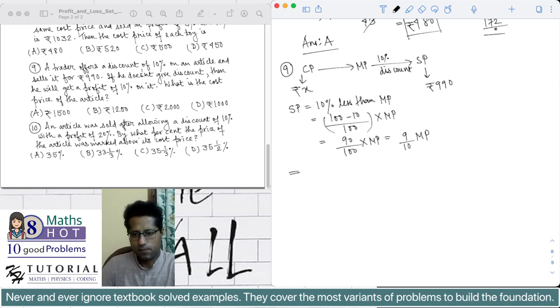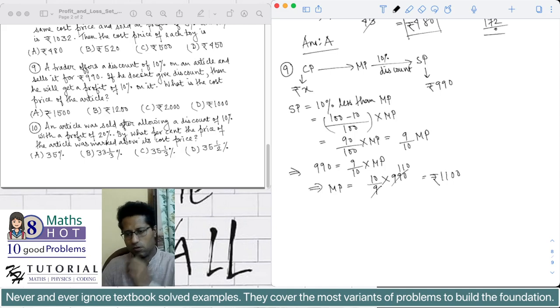Now, the selling price we know is 990. So, 990 is equal to 9 by 10 multiplied by mark price. From here we can know the mark price. The mark price will be 10 by 9 multiplied by 990. This is equal to 1100. So the mark price is rupees 1100.